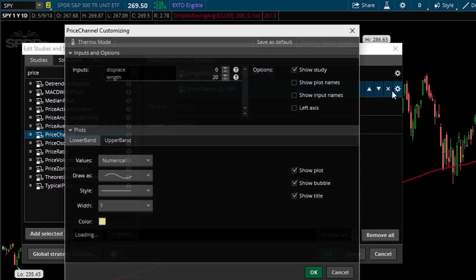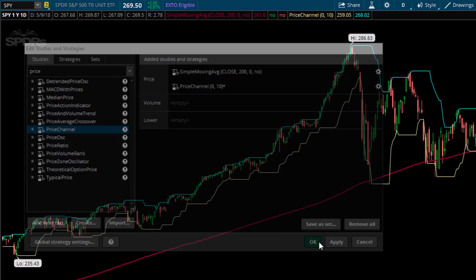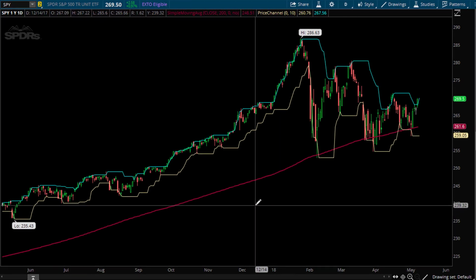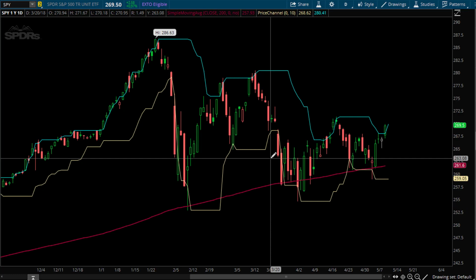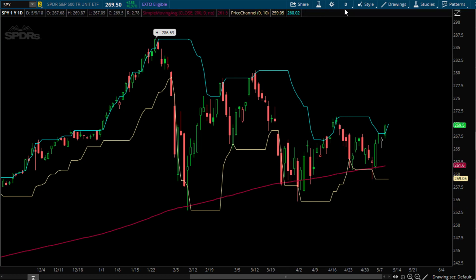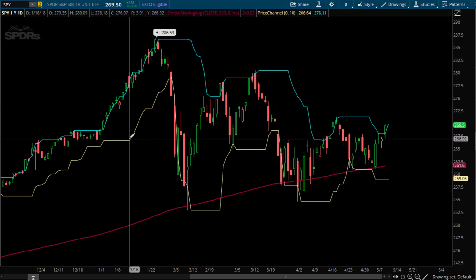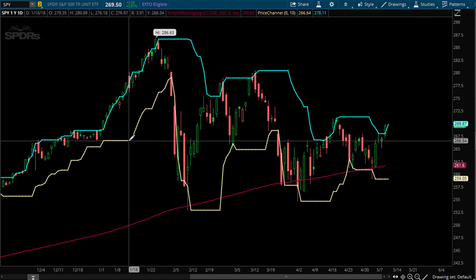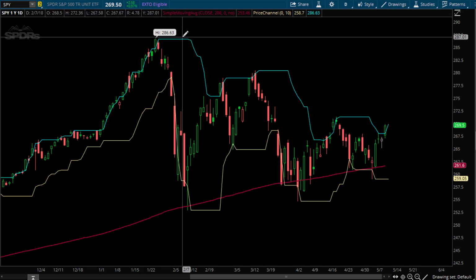And I'm going to set this to 10, you'll see why in a minute, and we'll put that on there. And now I have a price channel. This is a different type of price channel that surrounds price. Since I set it to 10 and we're looking at the daily chart, we're basically looking at two lines. The bottom line is the 10-day low. The top line is the 10-day high. So that is the channel.